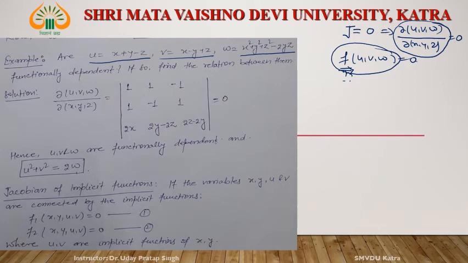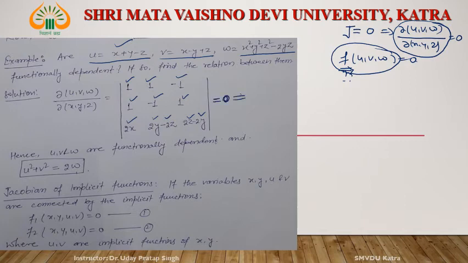∂(u,v,w)/∂(x,y,z), that is ∂u/∂x, ∂u/∂y, ∂u/∂z, and ∂v/∂x, ∂v/∂y, ∂v/∂z, and ∂w/∂x = 2x, ∂w/∂y = 2y − 2z, and ∂w/∂z = 2z − 2y. Solve this determinant. This determinant is equal to 0.